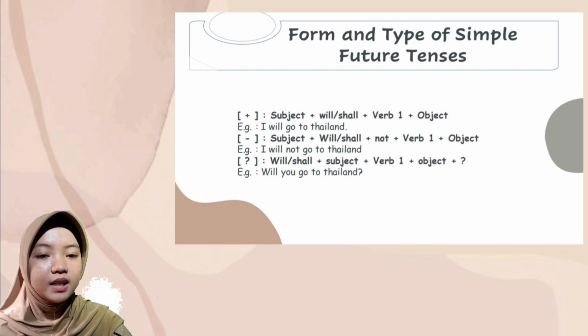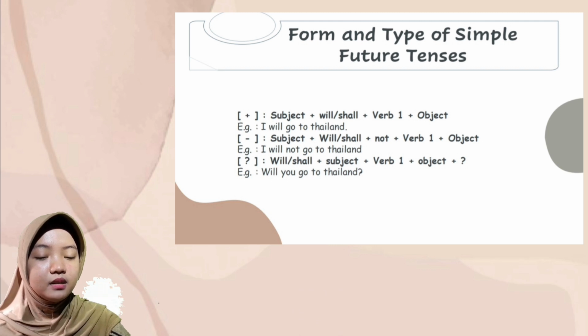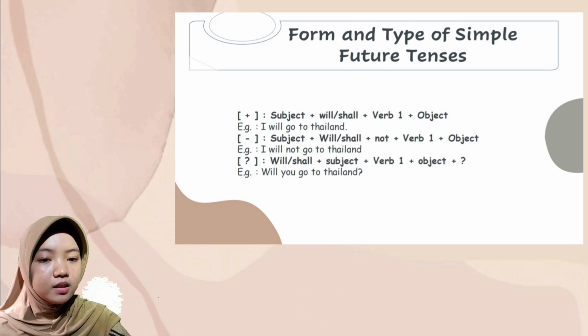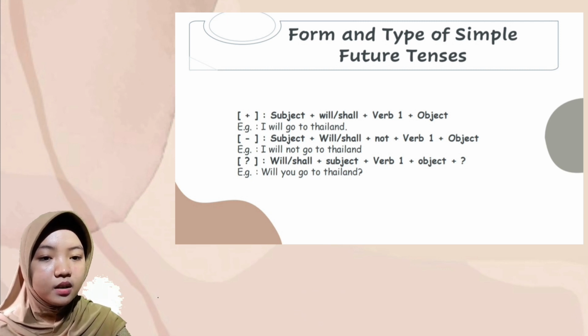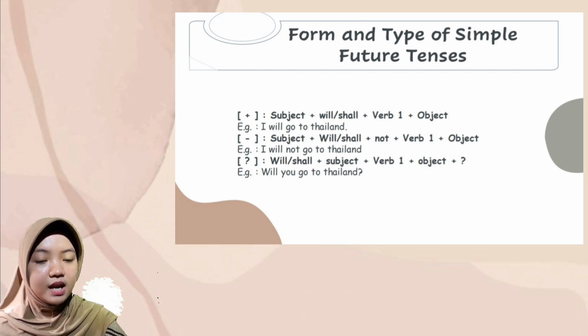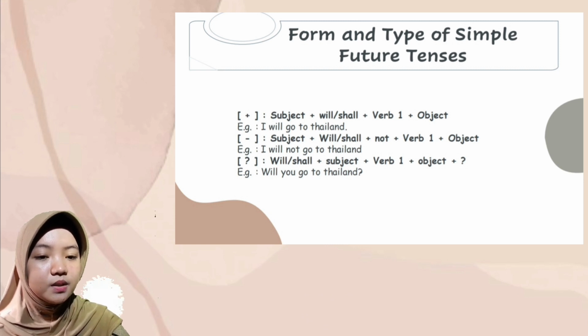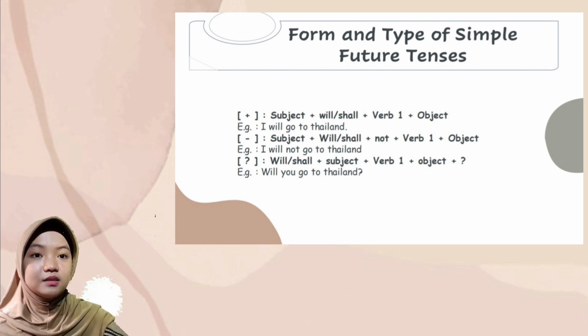And for a negative sentence, the structure is subject plus will or shall plus not plus verb 1 plus object. Example, I will not go to Thailand. And the last, for a question sentence, the structure is will or shall plus subject plus verb 1 plus object plus question mark. Example, will you go to Thailand? Do you get it?